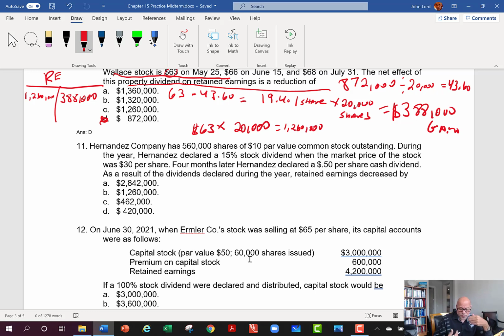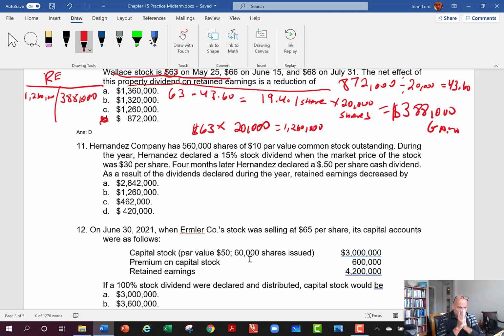I guess this is all within 1 year. I mean, they tell me 4 months later. Well, what if it was December when they gave the original stock dividend? This is not the best written question, but we're going to assume this all happened in the same year. Now, this is a what? This is a small stock dividend.